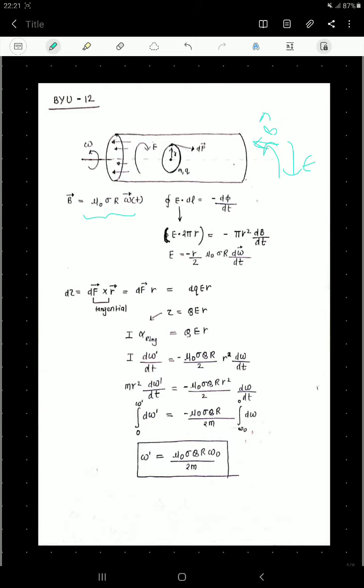So an electric field would be produced as a function of r, and that would be varying with the distance from the axis. So since this ring has a radius r, we will find the electric field around the ring, and by using the basic Faraday law we can find the electric field. E into 2 pi r is minus pi r squared dB by dt. So E would be equal to r by 2 mu naught sigma r d omega by dt, because I have taken omega as a function of time.